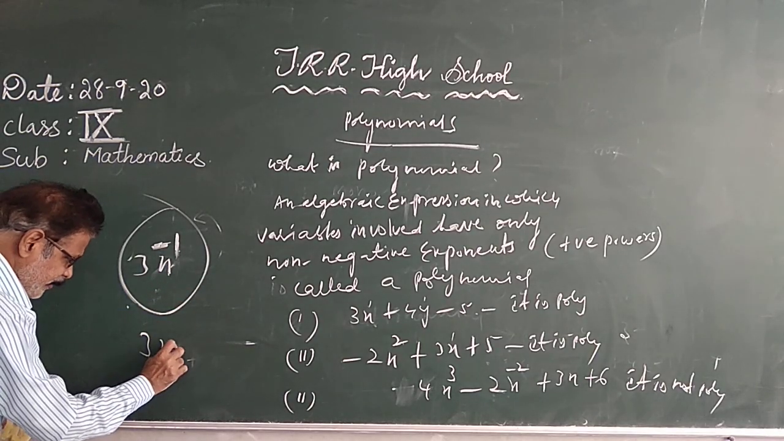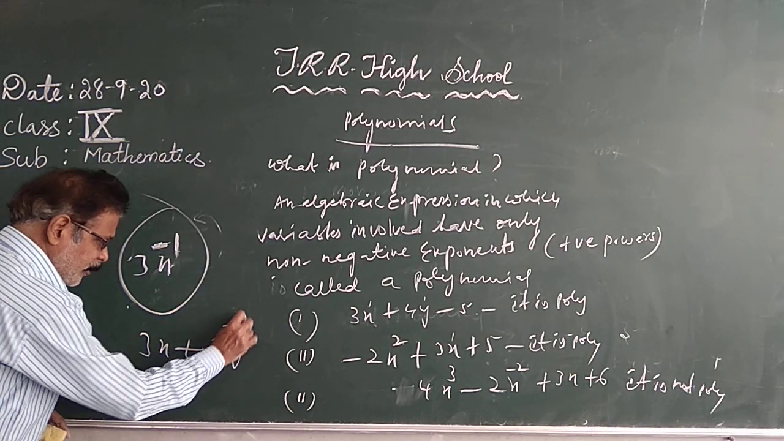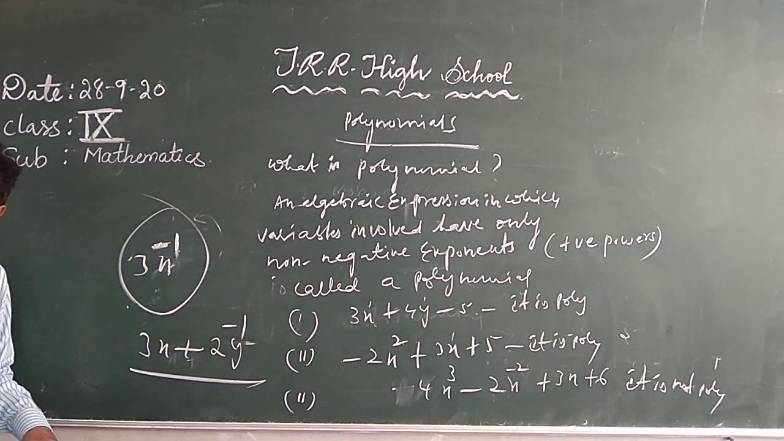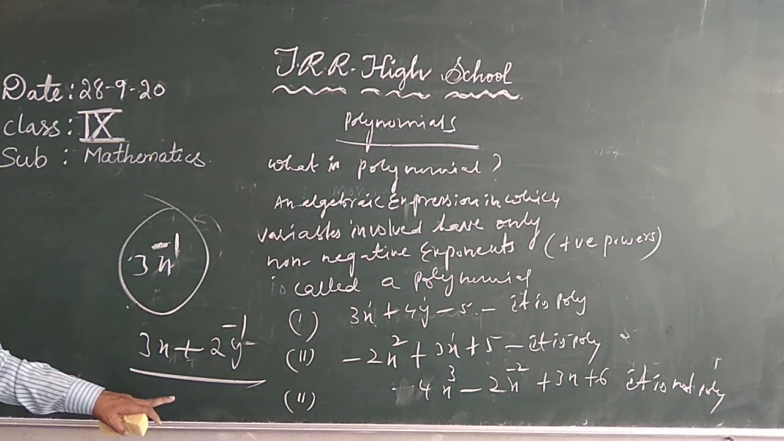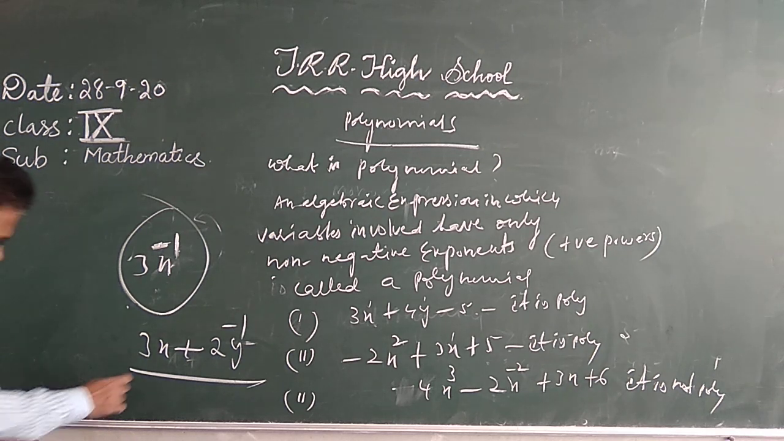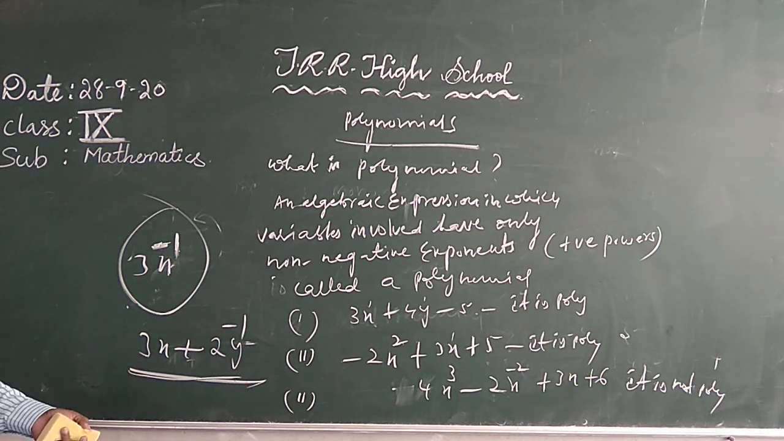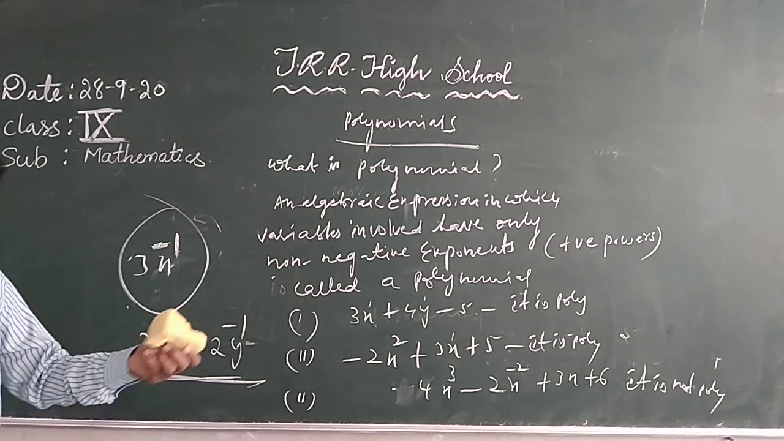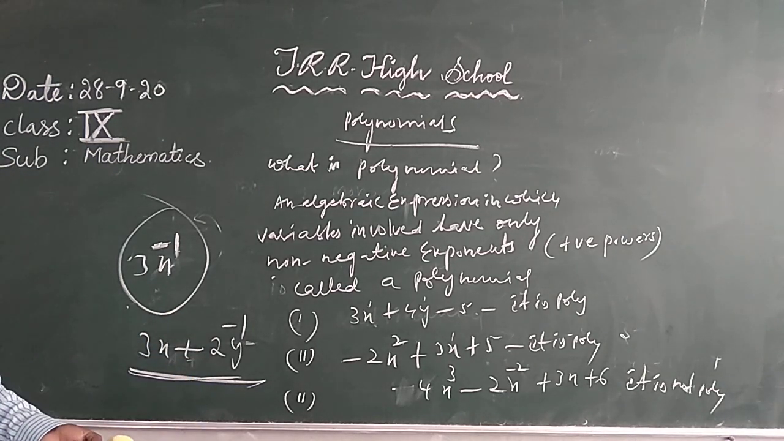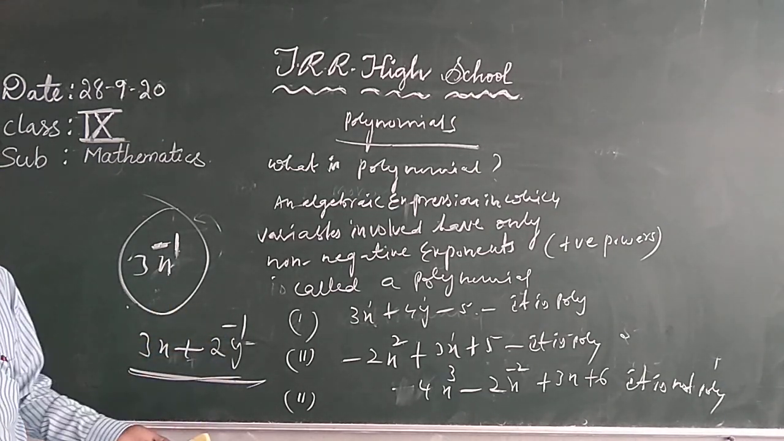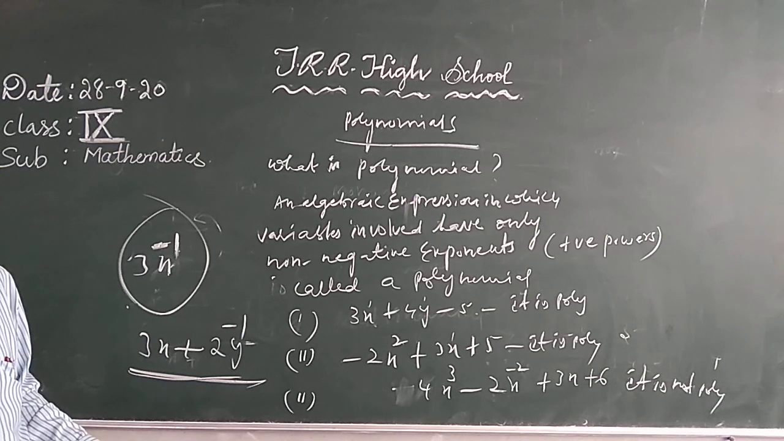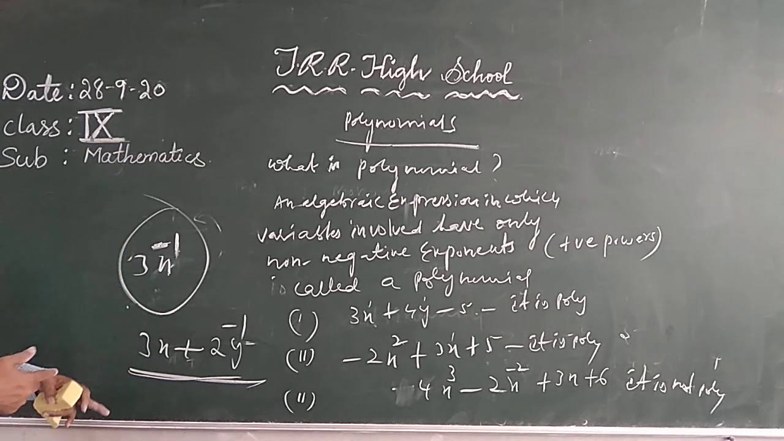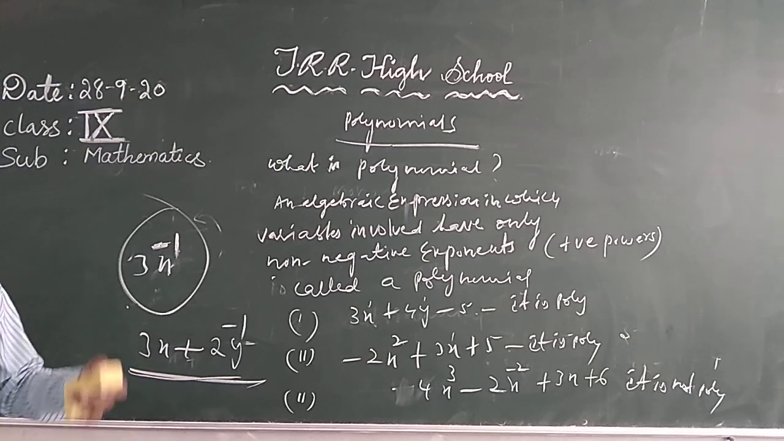So here, 3x plus 2y to the power minus 1. This is a binomial. Is every binomial a polynomial? No. Binomial means the number of terms. With respect to the terms, you can decide whether it is monomial, binomial or trinomial. When it has 1 term, it is a monomial. When it has 2 terms, it is a binomial. When it has 3 terms, it is a trinomial. When it has more than 3 terms, a multinomial. So with respect to the number of terms, you can classify the algebraic expressions. They are monomial, binomial, trinomial, multinomial.